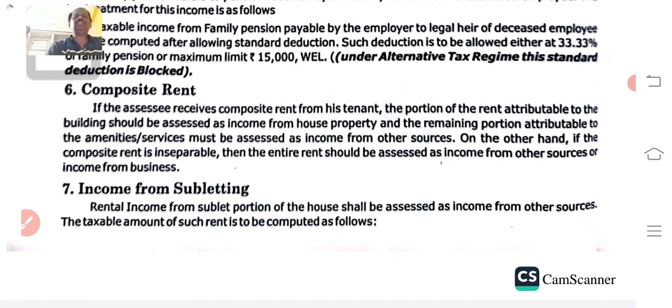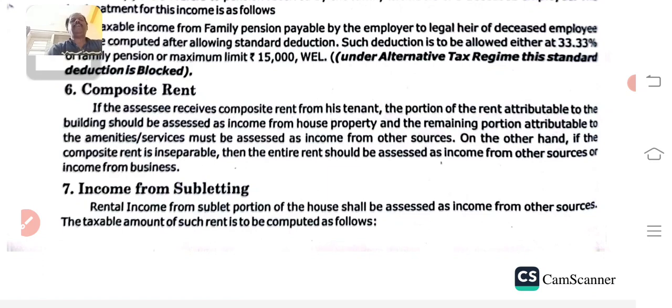The next point is composite rent. What is composite rent? If the assessee receives composite rent from his tenant, the portion of the rent attributable to the building should be assessed as income from house property, and the remaining portion attributable to the amenities and services must be assessed as income from other sources.